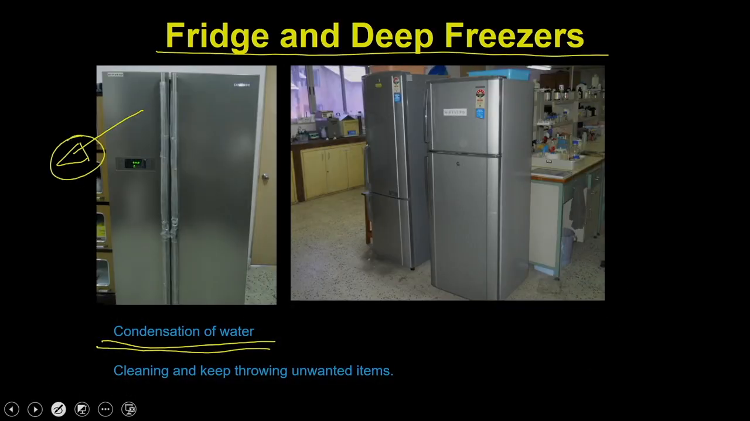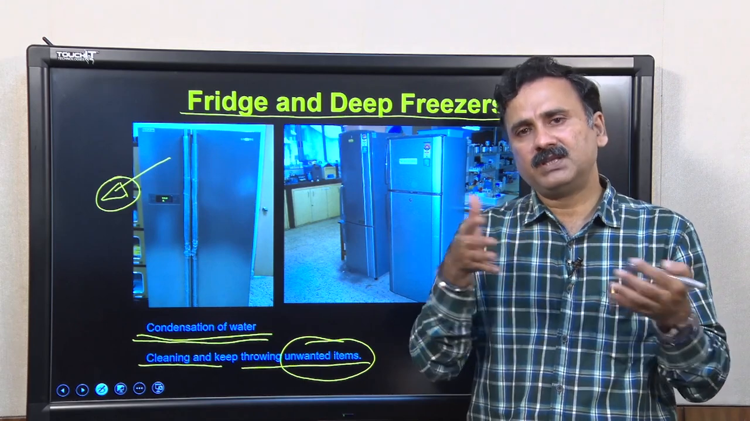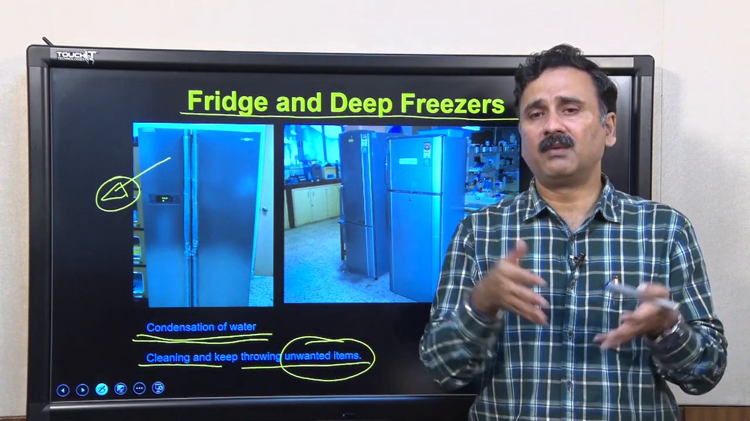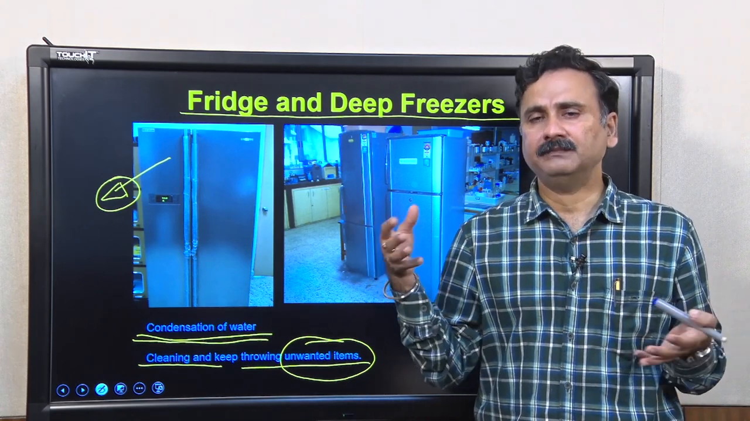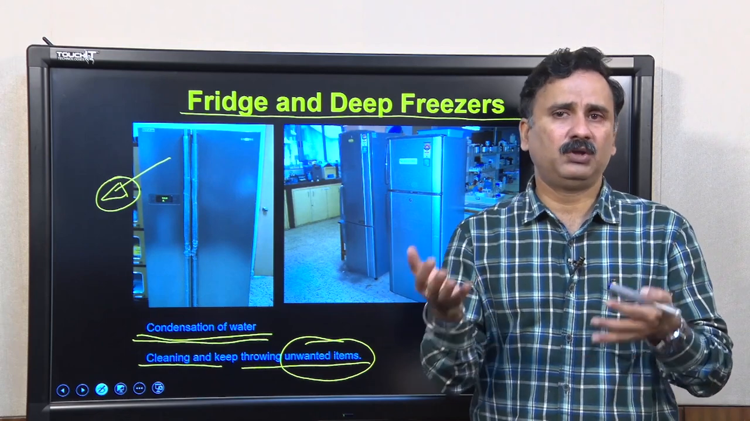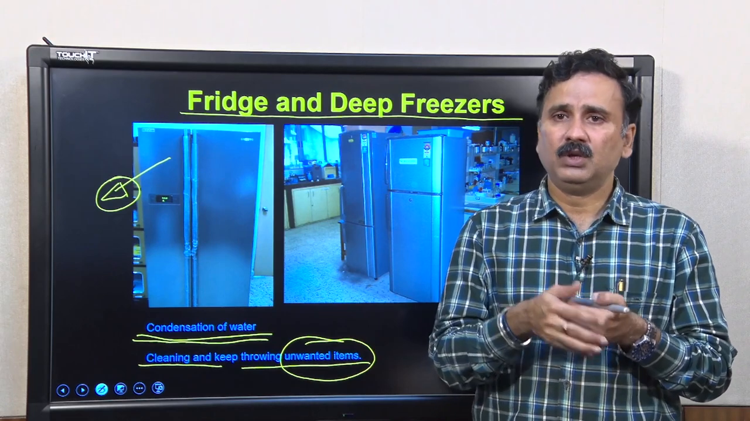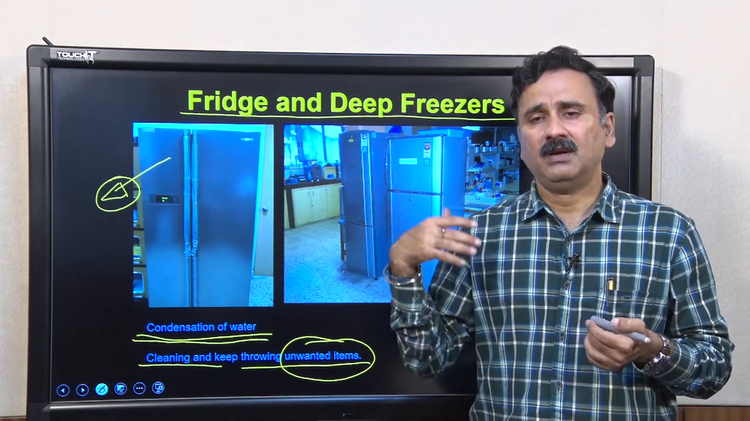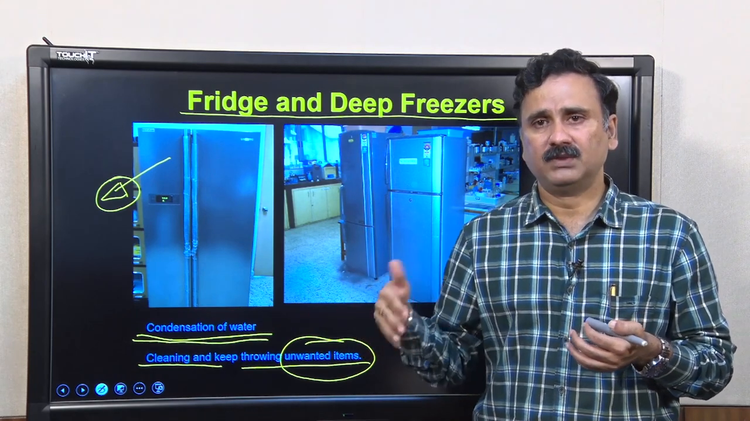because these fridges are required to store perishable chemicals and all that, you should clean the fridges and keep throwing out unwanted material. If you have unwanted material in your fridge, the compressor is going to work longer, because all this material has to be brought to 4 degrees after every opening. So if you have unwanted material, you should remove it on a periodic basis. You have to clean the fridge, turn it off and let it thaw, because whatever ice has built up should be removed.